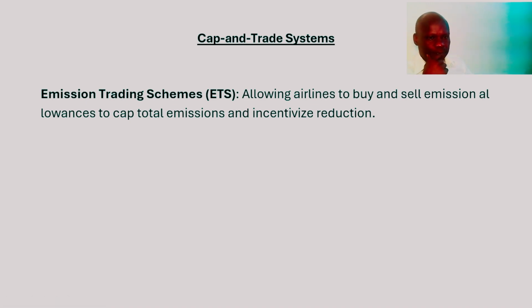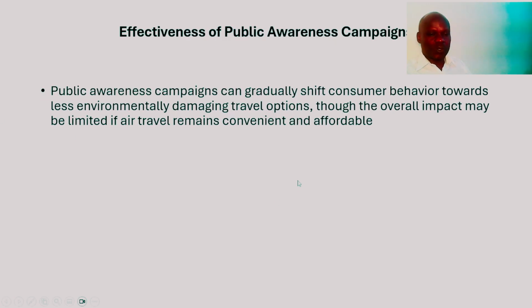Then emission trading schemes. This is another form of cap and trade system. It allows airlines to buy and sell emission allowances to cap total emissions and incentivize reduction. So the more they manage the emissions, the more incentives the airlines are going to access.